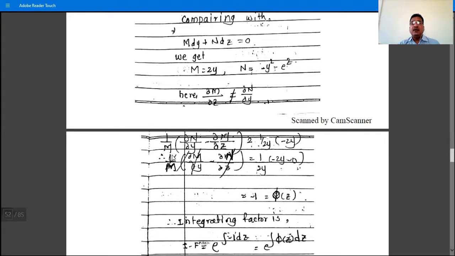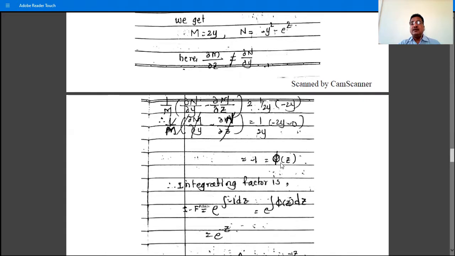So, if we find (1/M)(∂N/∂y − ∂M/∂z), then what is it equal to? The derivative of 1/M is 1/2y, and ∂N/∂y is 0 minus 2y. Okay, and then it is 1/2y times (−2y − 0). ∂M/∂y is 0, ∂M/∂z is 0. So we have this, and this is equal to minus 1. That is a purely function of z. It is actually constant. It is purely function of z.